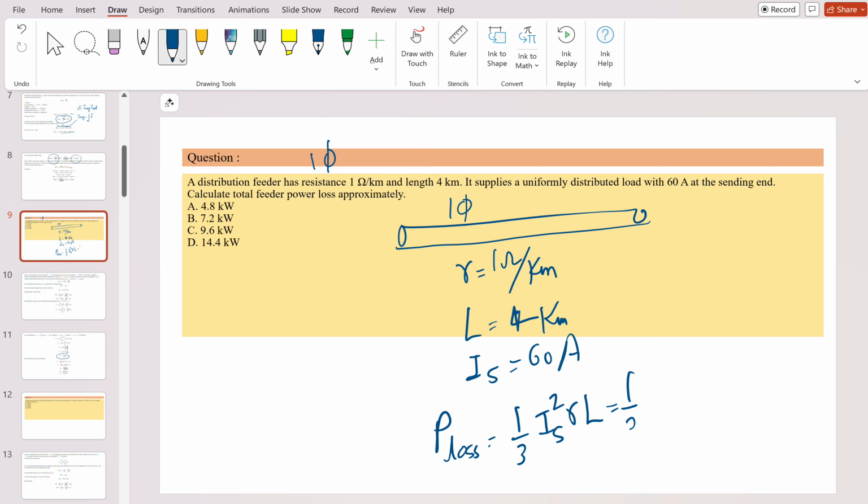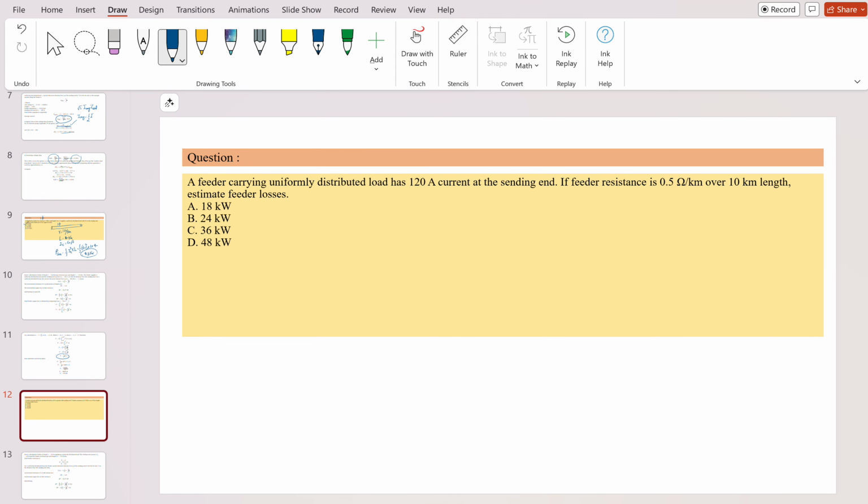So it will be 1 by 3, 60 square multiplied by 1 multiplied by 4. When you solve, it is 36 multiplied by 4 divided by 3. It is simply coming out to be 4.8 kilowatt. Okay, this is very easy. You just have to remember the formula for a uniformly distributed line, and the copper loss will be 4.8 kilowatt. Now try to solve this.